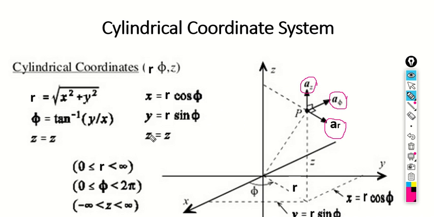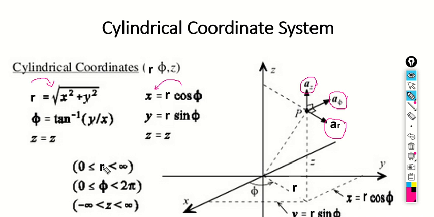Magnitude transformation we have already seen. When I want to transform from the cylindrical coordinate system into Cartesian, I use the formula x is equal to r cos phi, y is equal to r sin phi, z remains the same. Similarly, if I want to transform from the Cartesian coordinate system to the cylindrical coordinate system, I get the coordinates of the point as r is equal to under root x square plus y square, phi is equal to tan inverse of y by x, and z remains the same.